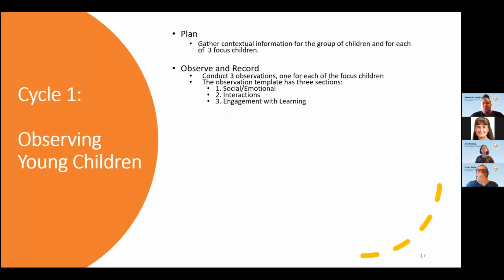In this step 2, they're going to observe and record. So the candidate will conduct 3 observations, 1 for each of the focused children. And their observation template has 3 important sections: social emotional, interactions, and engagement with learning.